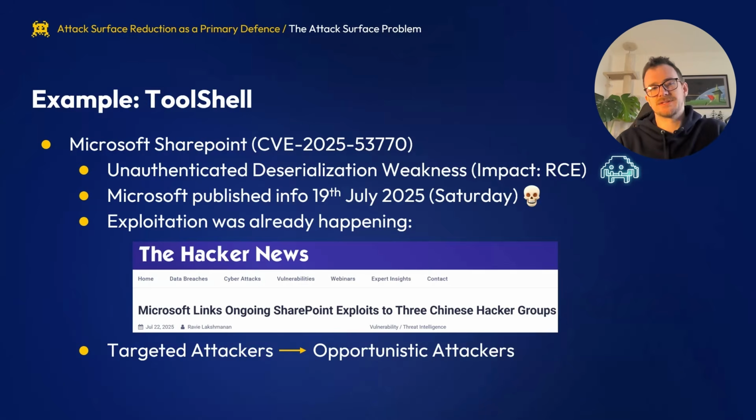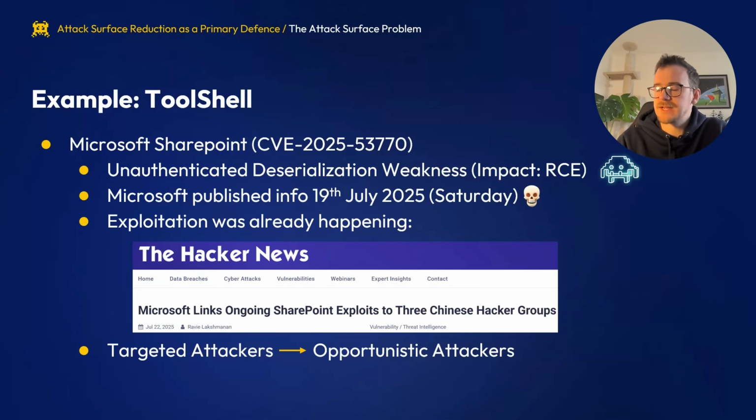This one was a bit of a perfect storm because Microsoft published the information about the vulnerability, making it public on the 19th of July, which was a Saturday. So we hit those out of hours limitations. And exploitation was already happening. This was a 0-day, meaning that certain attackers had knowledge of this weakness and were exploiting it before the patch was even available. Microsoft shared news that they found that certain Chinese hacking groups had been exploiting it up to 2 weeks before they published that information.